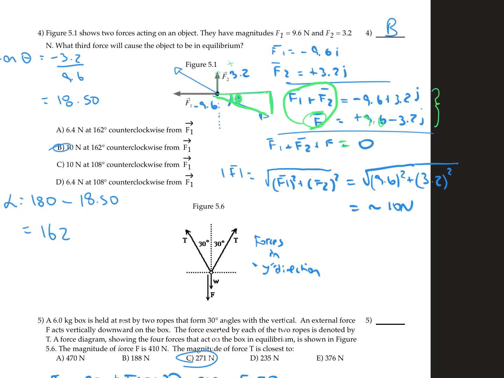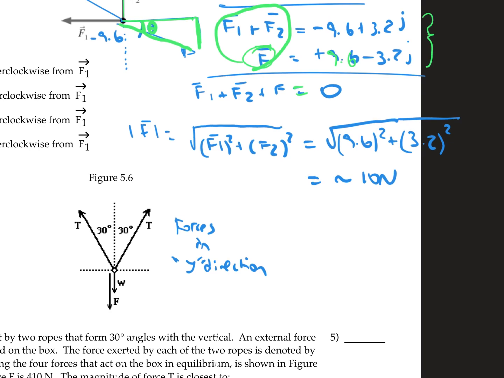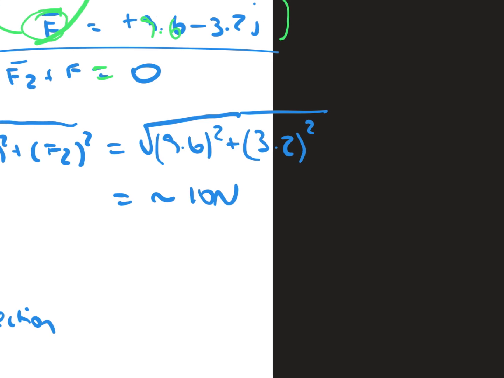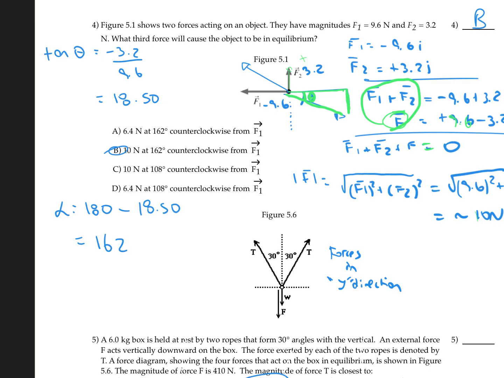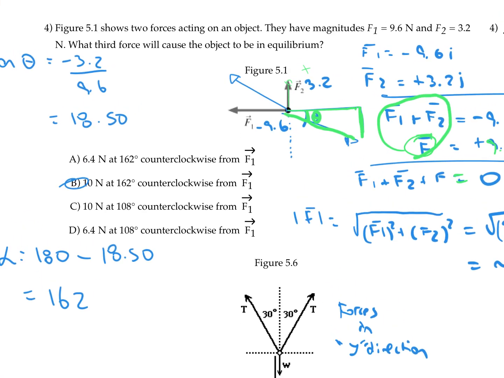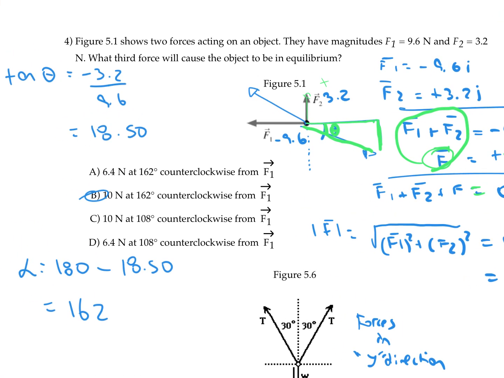Now, to find the magnitude, we just do the square root of F1 squared plus F2 squared, which is the same as 9.6 squared plus 3.2 squared. And then we take the square root of the whole thing, and that's going to give us approximately 10 newtons. Now to find the angle, we just use some trigonometry, and we use the values that we have. So we have the following value right here, the negative 3.2 newtons, and the positive right here, 9.6 newtons.